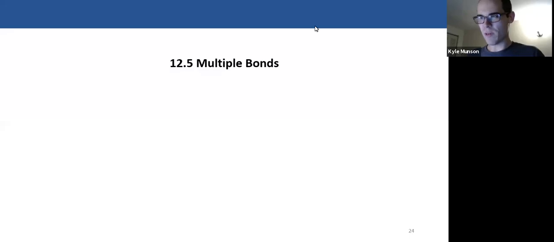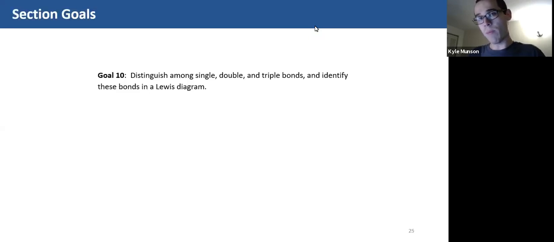All right, so in this video, we're going to be talking about multiple bonding, and I think this is the last video for chapter 12. So the goal is we want to be able to distinguish between single, double, and triple bonds and identify these differences in a Lewis diagram.